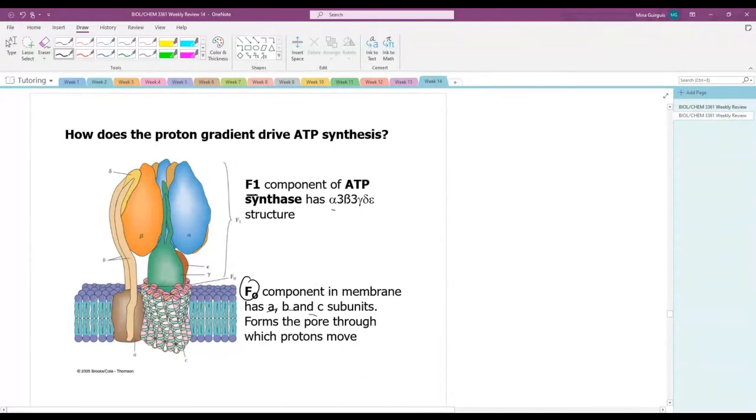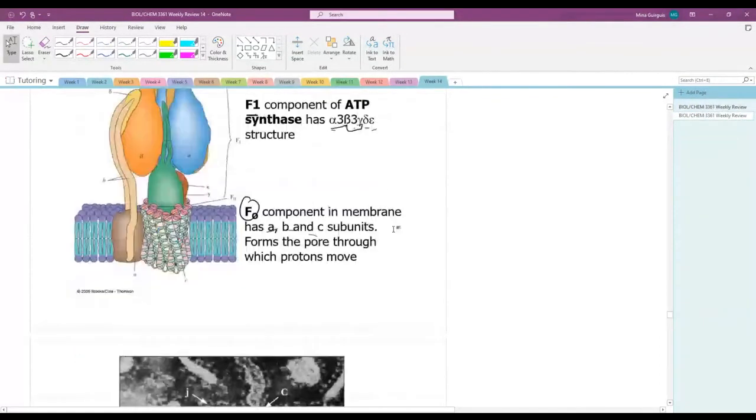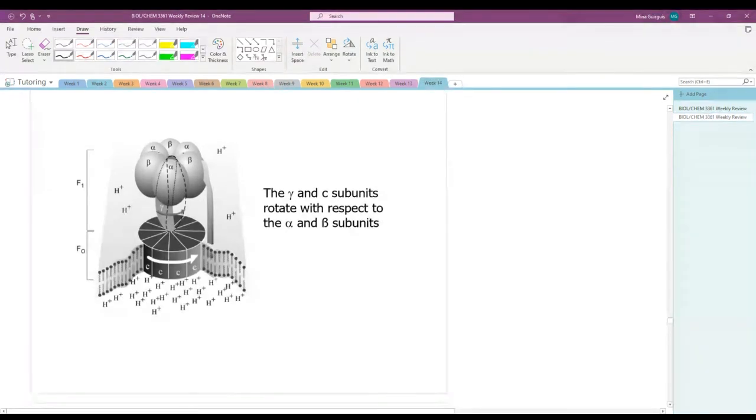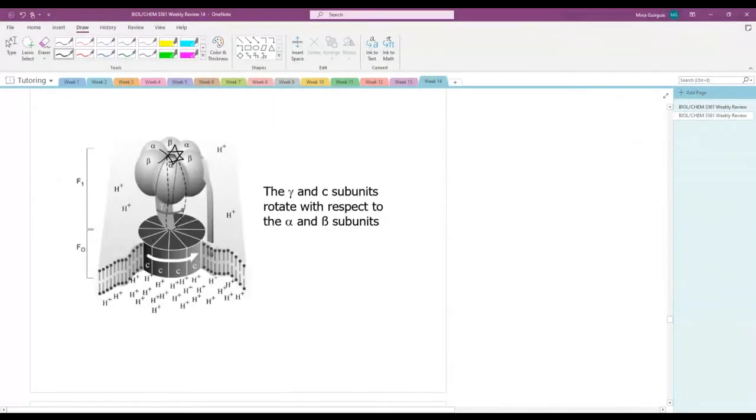I'm sorry, do I have this backwards? No, I'm sorry, it's alpha 3, beta 3. So 3 alpha subunits, 3 beta subunits, and then 1 gamma, 1 delta, 1 epsilon. Okay? So the 3 alpha and the 3 beta make this 6. I think of it as a wheel. I don't know if there's a formal term for it, but in my mind, it's a wheel.